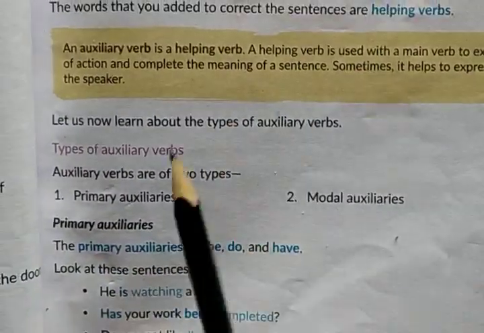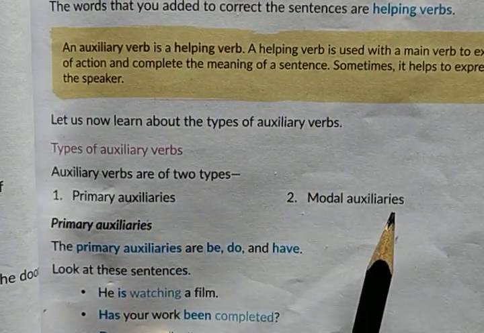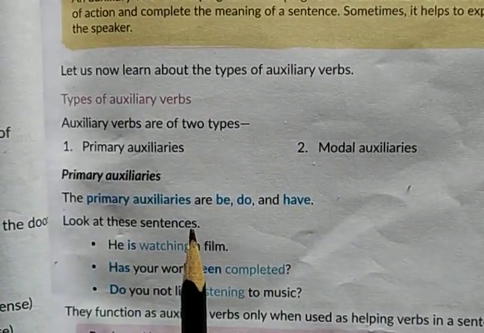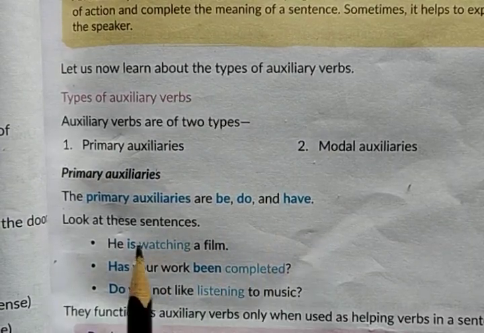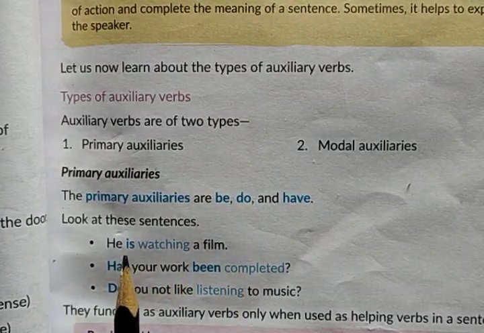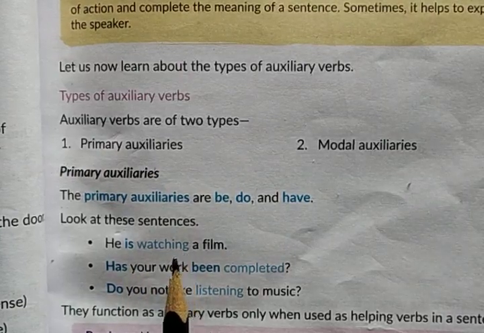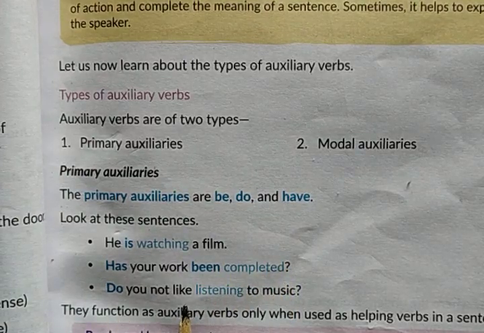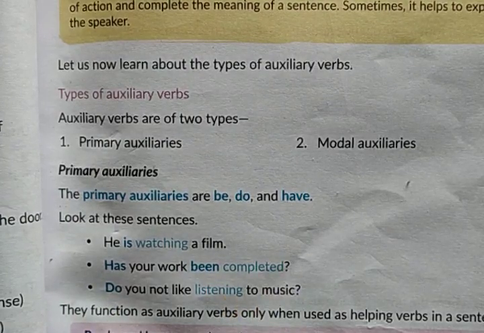Now there are two types of auxiliary verbs. The first one is primary auxiliaries and the second one is modal auxiliaries. Now what are primary auxiliaries? The primary auxiliaries are be, do and have. Look at these sentences. "He is watching a film." So here "is" is the primary auxiliary verb and "watching" is the main verb. "Has your work been completed?" "Do you not like listening to music?" "Do" is the auxiliary verb, "listening" is the main verb.